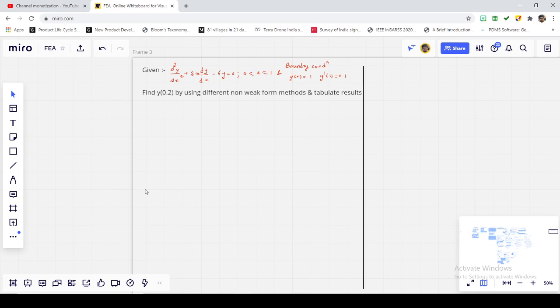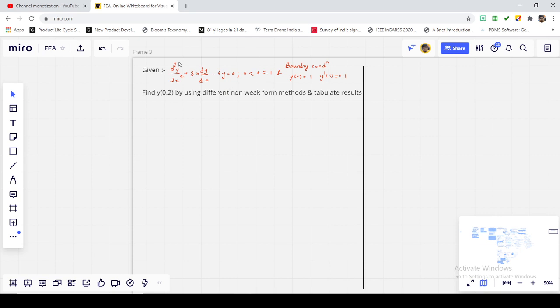So in this video we will be discussing the initial steps which you can perform for all the problems. We will understand the basics, and then in coming videos we will discuss various different methods: Galerkin, Petrov-Galerkin, subdomain, least square, point collocation. All these methods we will see one by one for the same problem. So we are following this same problem as an example.